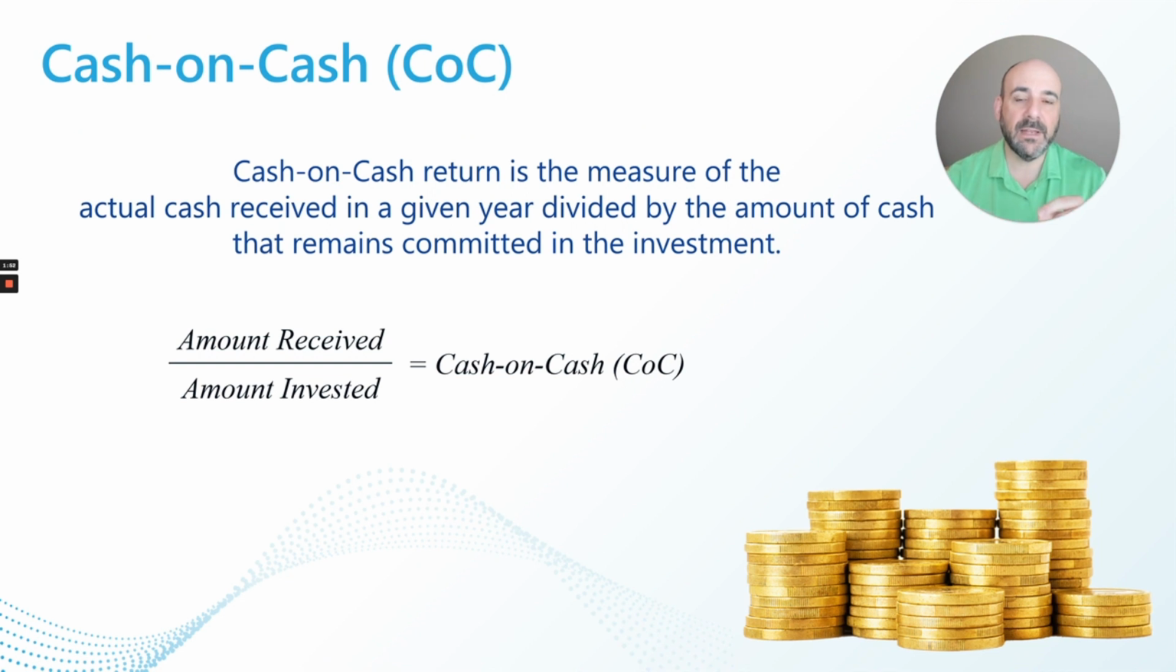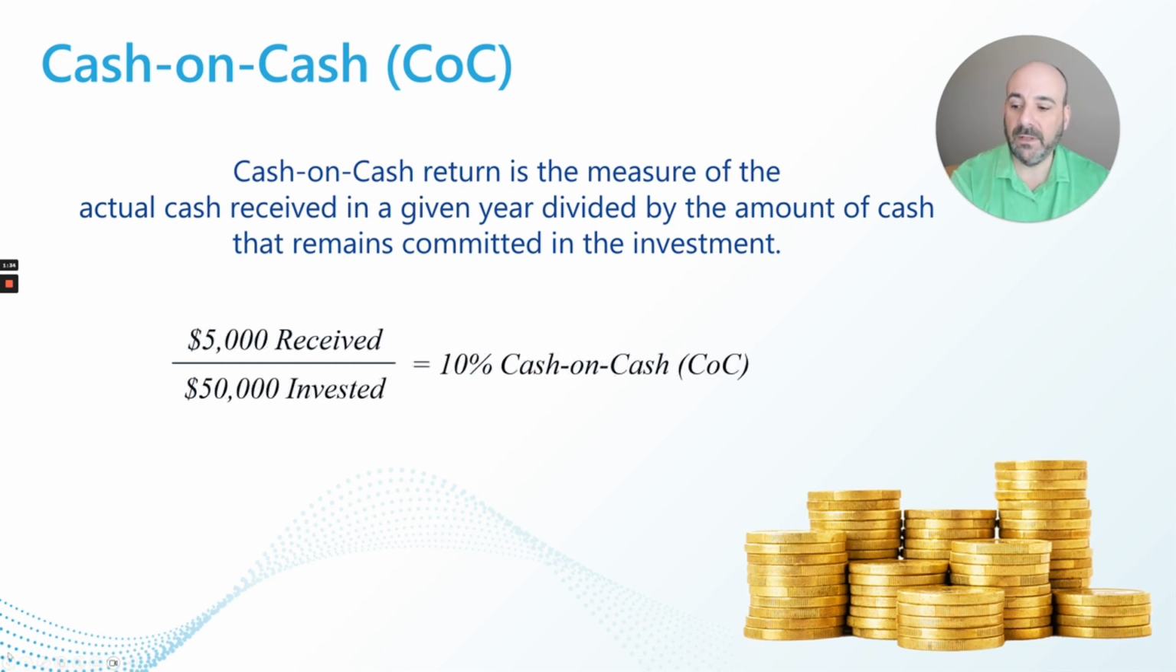So cash on cash is the actual cash received during a given year divided by the amount of investment that remains in that property that you've made. So in this example, amount received divided by amount invested gives you the cash on cash number. So let's look at an example. Let's say in a given year, you received $5,000 of income from an investment you made, and the investment was $50,000. So the cash on cash return is 10%. So it's pretty simple. That's really what that metric means.